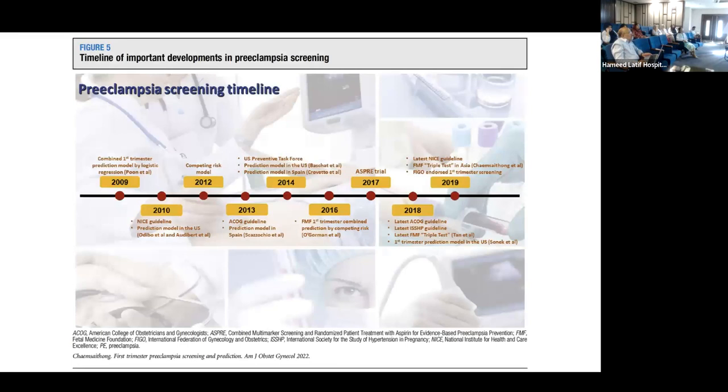This is a short history of the preeclampsia screening timeline, how it started. This is a paper which came in the American Journal of Obstetrics and Gynecology in 2022. This is also available with me, and I can give it to you. It started in 2009 when a combined first trimester prediction model by logistic regression was suggested. Then in 2010, NICE guidelines; prediction model in the US; 2012, competing risk models, ACOG guidelines, US Preventive Services Task Force prediction model in 2014. Then the Fetal Medicine Foundation, which started those first trimester combined predictions, also started.